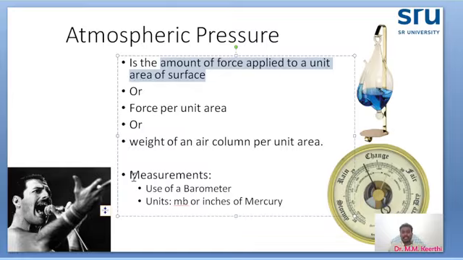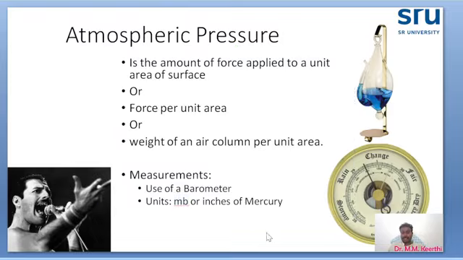Here, what is the measurement? The instrument you are using is the barometer. It is used for measurement of atmospheric pressure. The unit is millibar or inches of mercury.